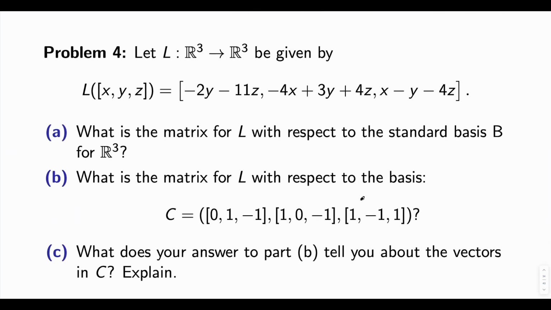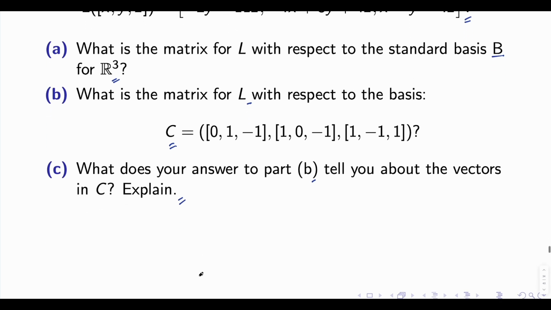Another problem: let L from R3 to R3 be given by this map. What is the matrix for L with respect to the standard basis for R3? And what is the matrix of L with respect to the basis C? And then the third part: what does your answer to part B tell about the vectors in C? Explain. So now you know what you have to do. Standard basis, the job is easy. With a different basis, the job becomes a little difficult because you have to perform RREF, but it depends upon where to where you have to figure it out, right?